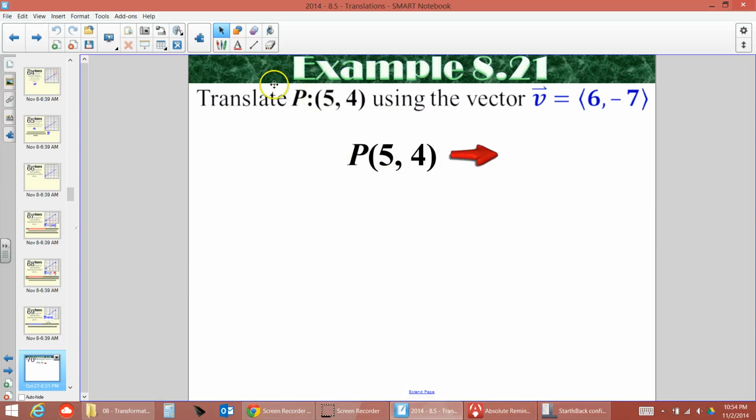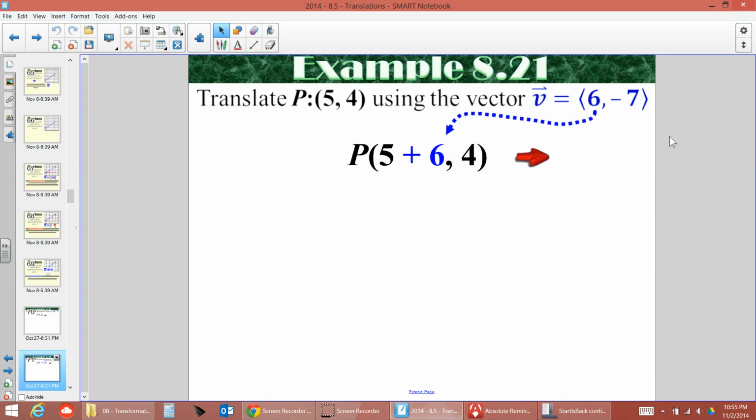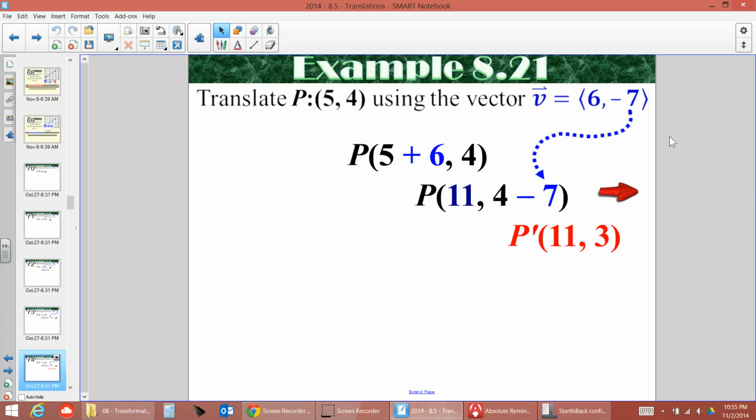Okay, so now if I translate E at this point, (5, 4), using the vector (6, -7). All right, well, this is the same thing as doing a translation rule. Here I am at 5, but the vector says I've been pushed to the right 6. So I add 6 to 5. And it says I got pushed down 7. So I go down 7, and there's my new point. Here's the new point based on this vector v.